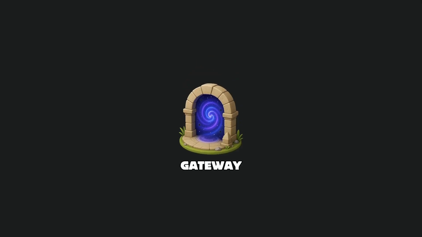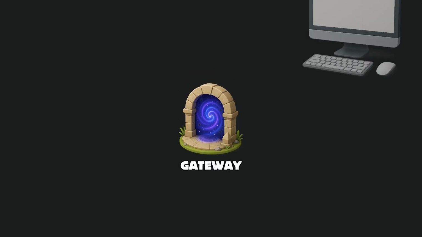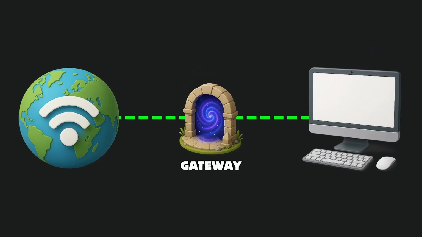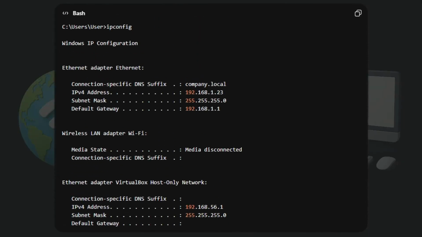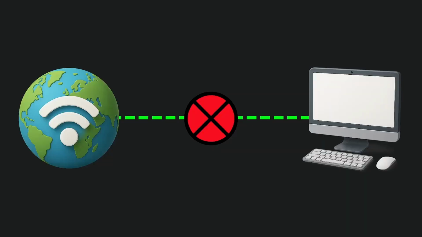A gateway is the exit point of a network. When your computer sends data to the internet, it forwards it to the default gateway. In most homes, the router acts as the gateway. You can view your gateway using ipconfig or ifconfig. Without a gateway, external communication is not possible. It connects your local network to the outside world.